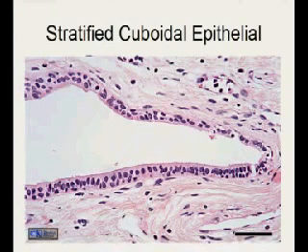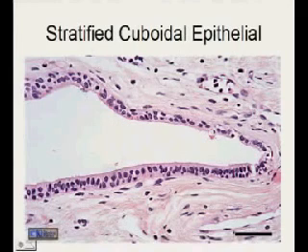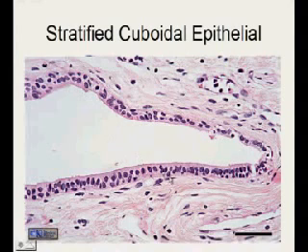This is the stratified cuboidal epithelial tissue. Again, we see this in some of the glandular operations. Remember, stratified means that the cells are stacked upon each other. Again, prominent nuclei. These are square-like cells, but they are stacked upon each other. A little more difficult to recognize than some of the other cuboidal representations, but this is stratified cuboidal tissue.